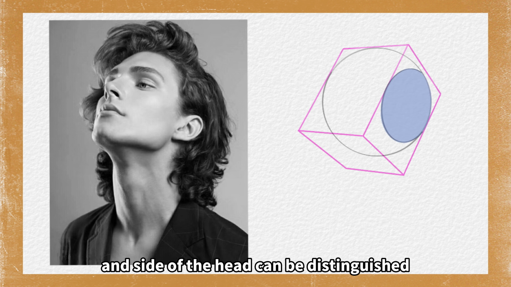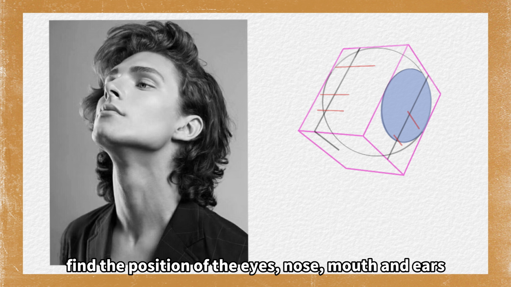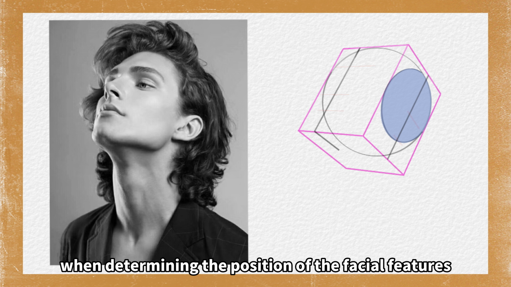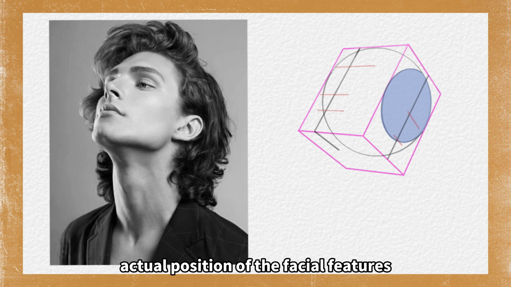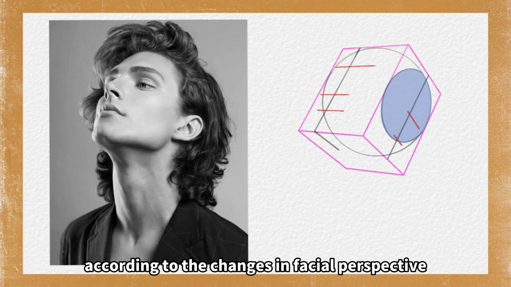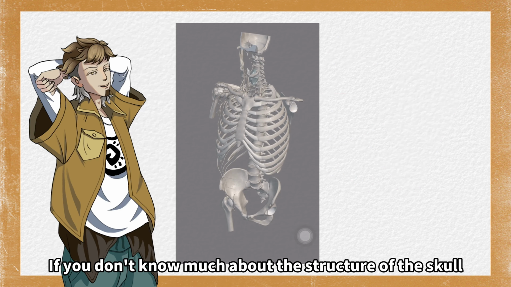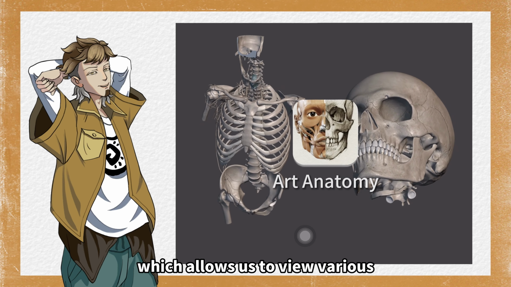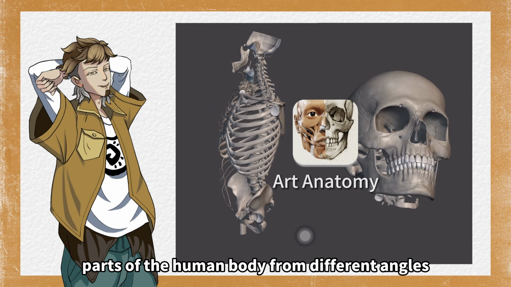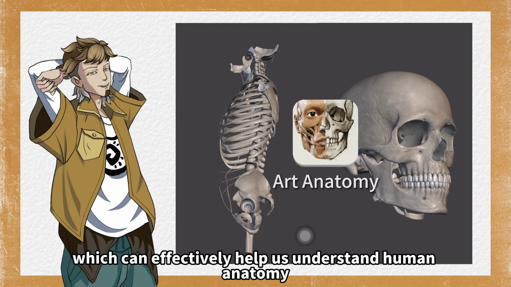Draw the midline of the front and side. Find the position of the eyes, nose, mouth, and ears. When determining the position of the facial features, we must find the actual position of the facial features according to the changes in facial perspective. The next most important thing is to find the position of the bone point on the bottom of the mandible. If you don't know much about the structure of the skull, I suggest you use some human anatomy apps, such as Art Anatomy, which allows us to view various parts of the human body from different angles, which can effectively help us understand human anatomy.